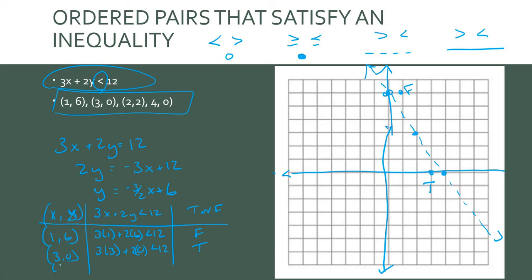Let's try 2, 2. That gives me 3 times 2 plus 2 times 2, which is still less than 12. So 2, 2 is there, and that's true. And if I put in 4, 0, it would be right on the line, and that's false.